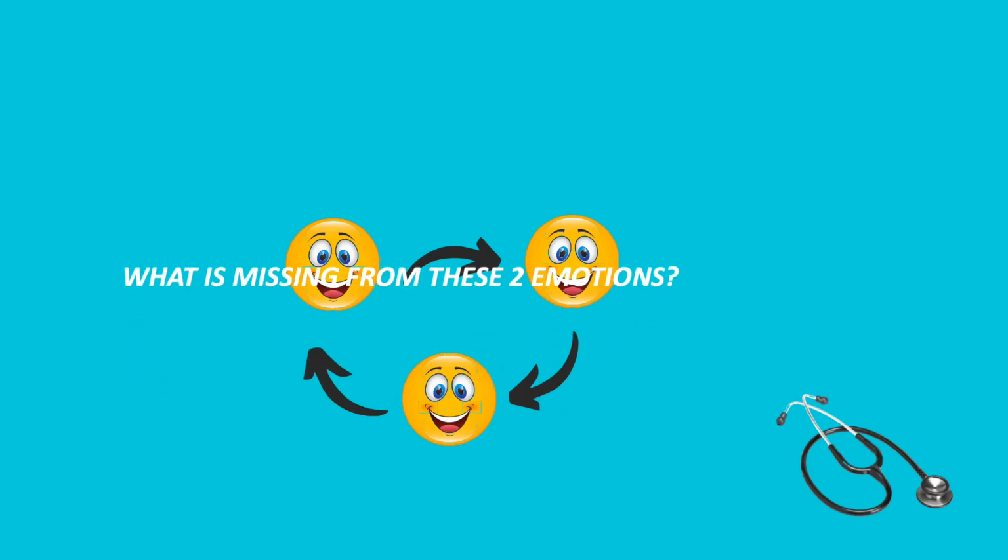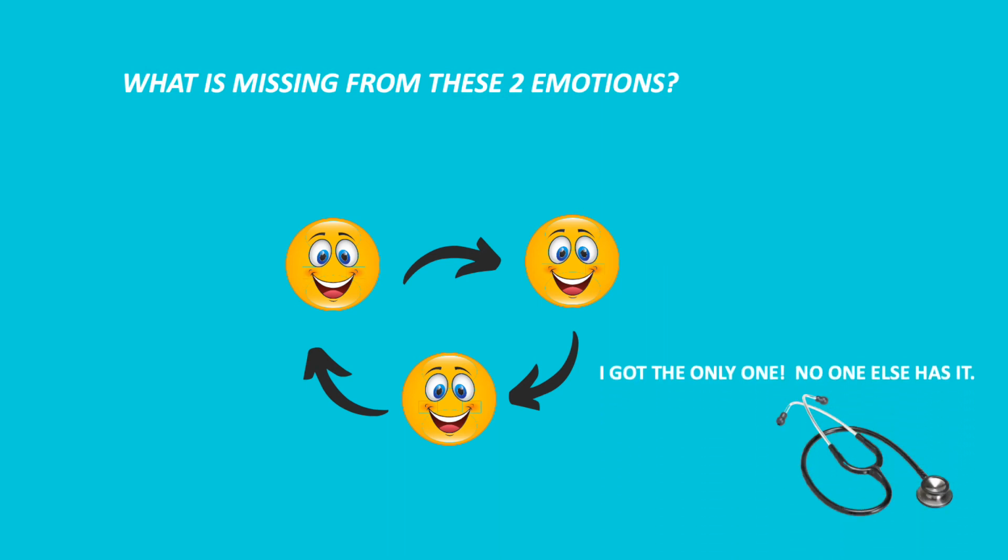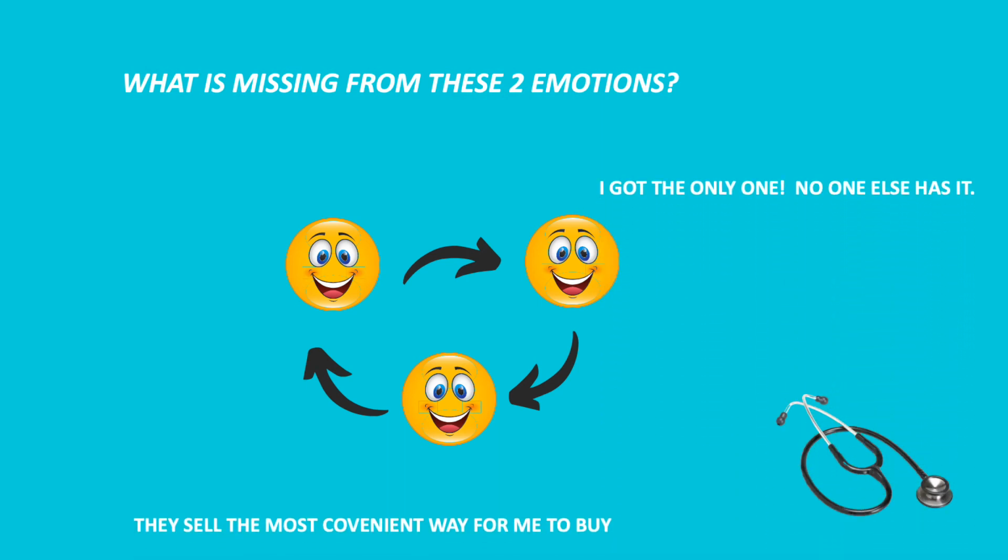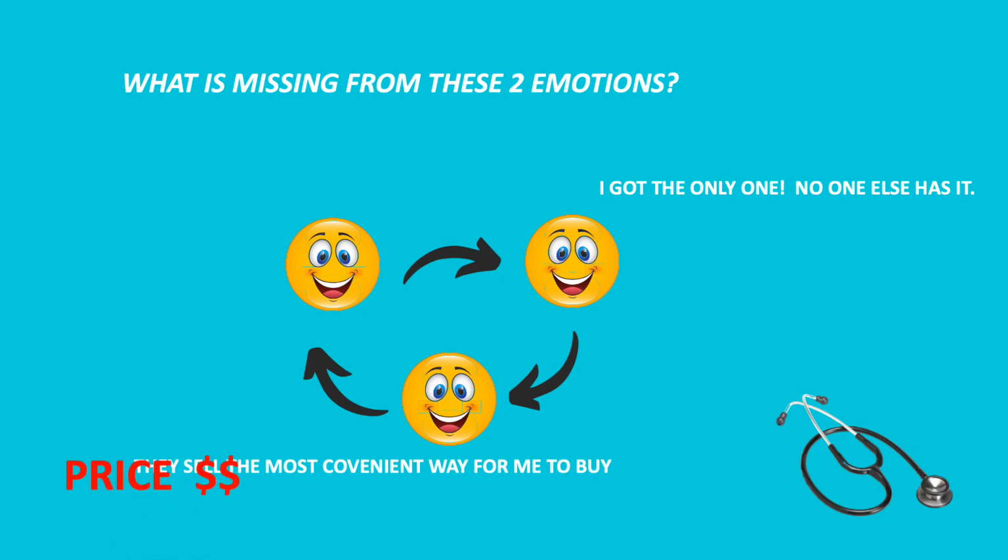So, I want to talk about what's missing from two of these emotions. In two of them, where the small business owner is selling the only one and no one else has it, and where they sell the most convenient way, one of the things missing from these emotions is price. They don't talk about price. The only business who sells based on price, at the lowest cost, talks about price. If you're selling the emotion of you're not going to get this from anywhere else, or I'm giving you the most convenient way for you to buy it, typically they don't talk about price.